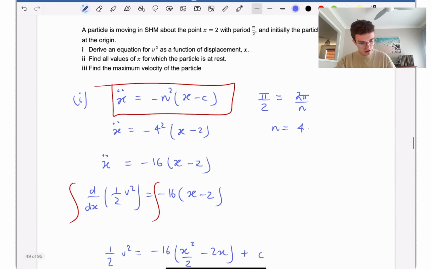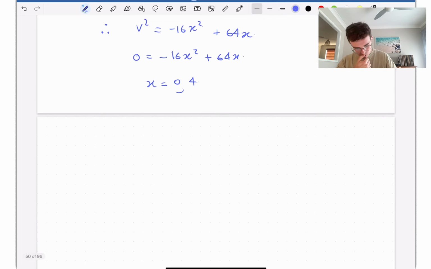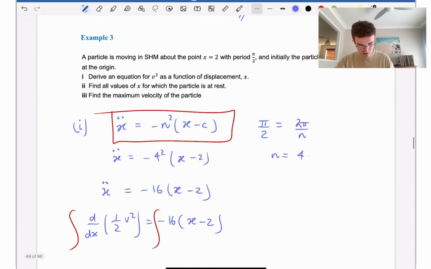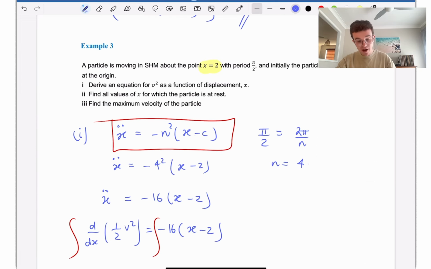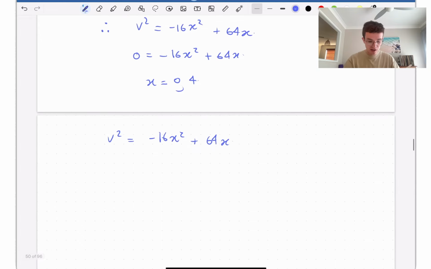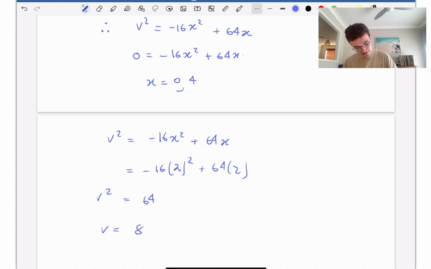Okay, the next question says find the maximum velocity of the particle. Well, we do know that v squared is equal to minus 16x squared plus 64x. You could differentiate this, but the maximum velocity occurs at the centre of motion, and the centre of motion is 2. So by definition, maximum velocity occurs when it's at the centre of motion. So we're evaluating when x is 2, and if you do that, v squared is equal to 64. So the maximum velocity is 8 metres per second.